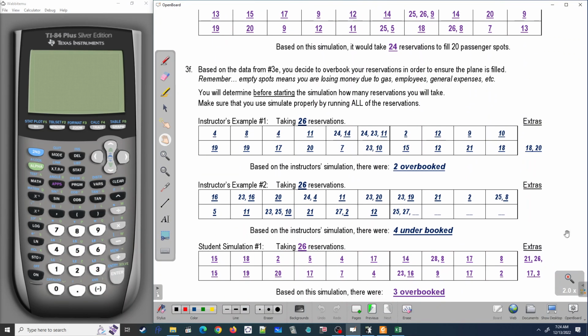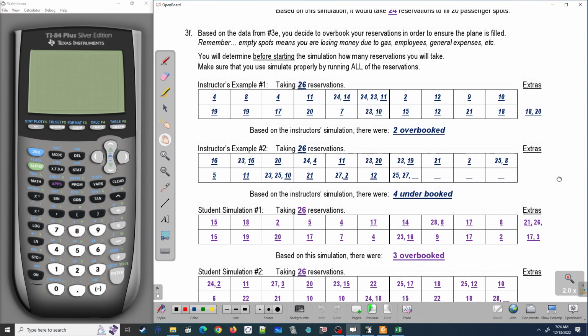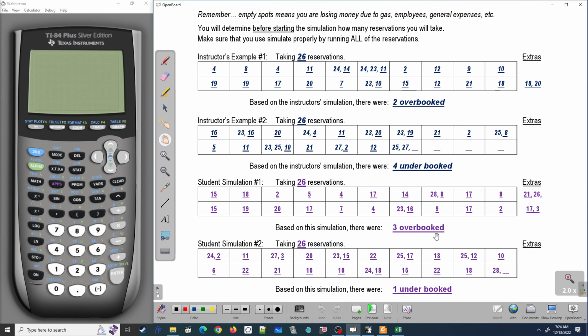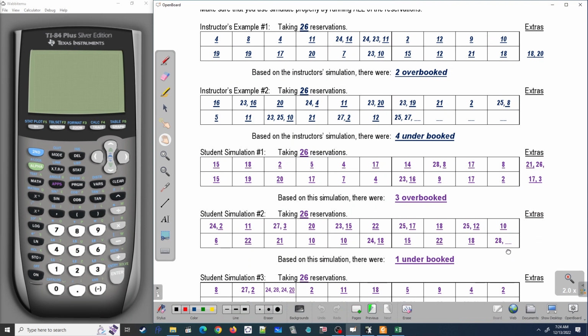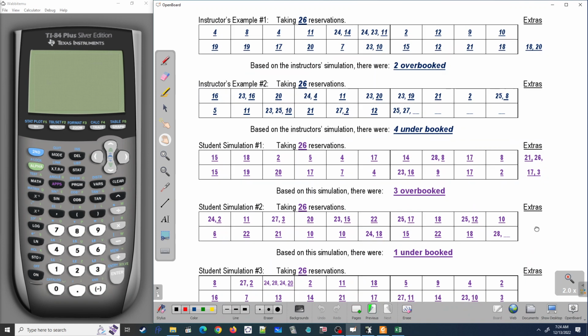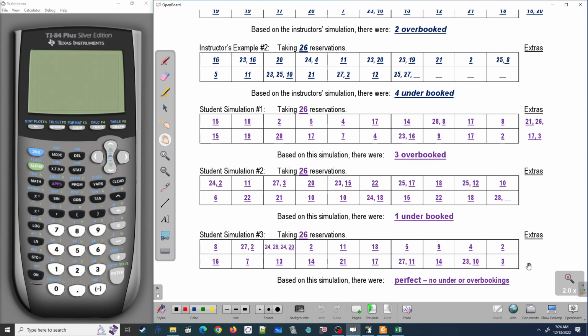Then I did a couple more simulations with students, and you can see in this case they continued to take 26, and sometimes they got 3 overbooked because a 17 and 3 showed up along with the 21. But they also had a 26 where it only took 22 reservations, but the 23rd, the 24th, and let's say the 25th showed, and one of them did not show. So you don't count that as an overbooking. If they don't show, that doesn't count. Another time in a simulation I came up 1 short. And finally, there was another time with 26 reservations that was perfect, with no over or under bookings.